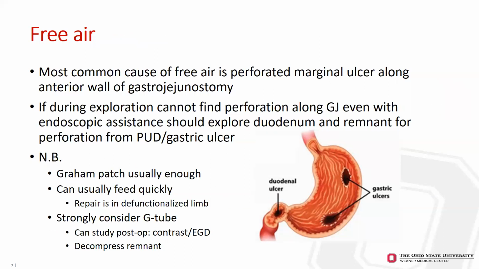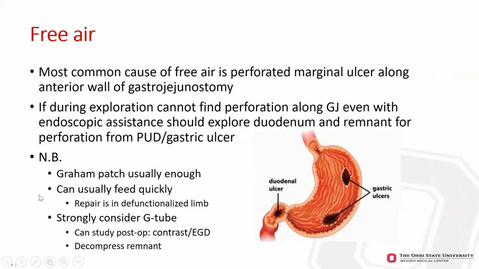So what I always tell them is if you can't find a perforation along the GJ, even with endoscopic assistance, definitely explore the duodenum. And the second place I've seen perforations is from a gastric ulcer into the lesser sac, which can be really hard to see even in patients that haven't had bariatric surgery. But definitely exploring the lesser sac is really helpful. And obviously it's the same as any other peptic ulcer disease. Usually a Graham patch is enough for those folks.